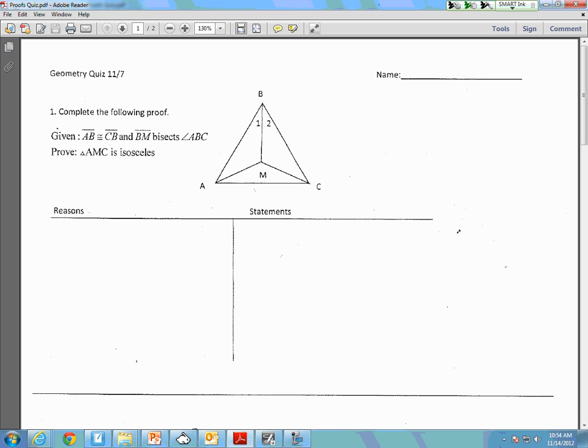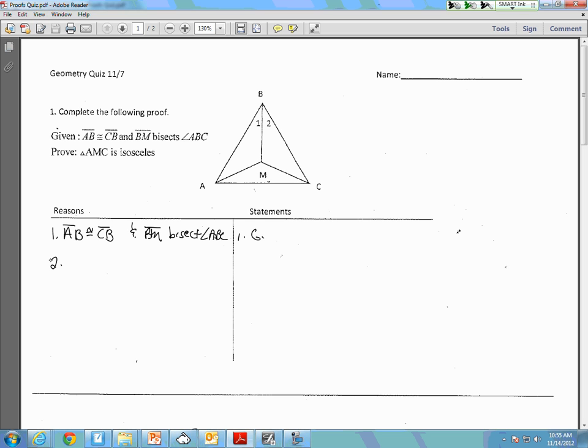With this first question, you want to prove that this bottom triangle, AMC, is isosceles. In order to do that, we have to look at the top two triangles and prove the top two triangles congruent. First information you're given is that AB is congruent to CB, and BM bisects angle ABC. That's given.